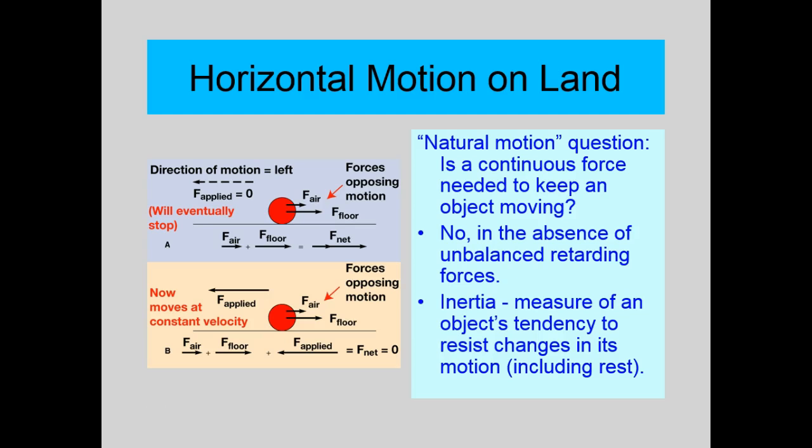On Earth, the feather would have floated down. That's what Aristotle saw, but what he wasn't taking into account was the retarding force due to air resistance. But on the moon, there is no air resistance, so they fell at exactly the same rate. Okay? So in the absence of unbalanced retarding forces, there are no continuous forces necessary.